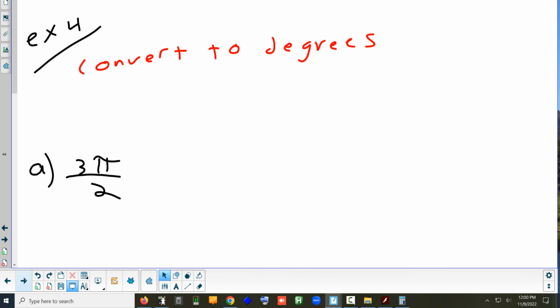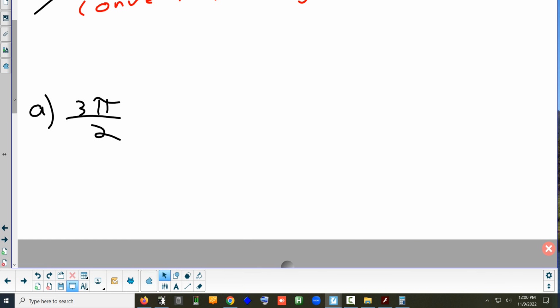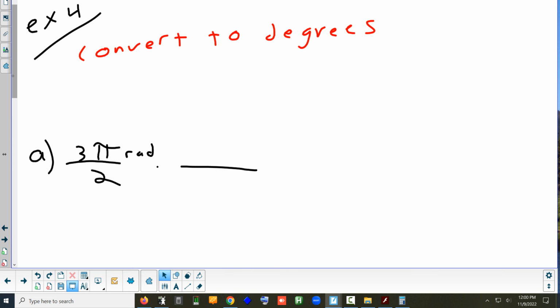That's good. Let's try this one. Convert the other one. For this one, I'll write it. Pretend the RAD isn't going to be there. You've got to get used to not seeing it. Where do you want RAD to go? We want to cancel it because we want to get degrees. So rad in the bottom, degrees in the top. What number goes with degrees? 180. What number goes with radians?